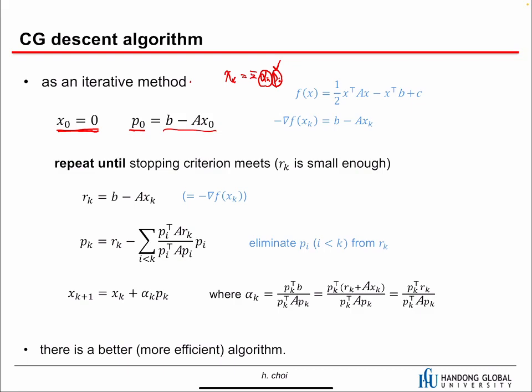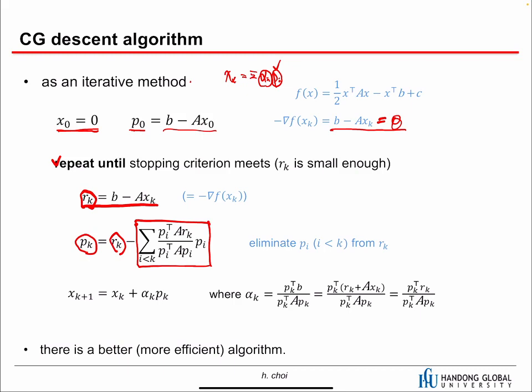Then we repeat these iterations until the stopping criterion is met. First we calculate r sub k, which is the residual. What we want is for this gradient to be 0, because that's where the minimum is. If x sub k is a good enough parameter, then it will be 0. But if it is not, then there is a residual, that's r sub k. And p sub k is r sub k minus the previous conjugate components.